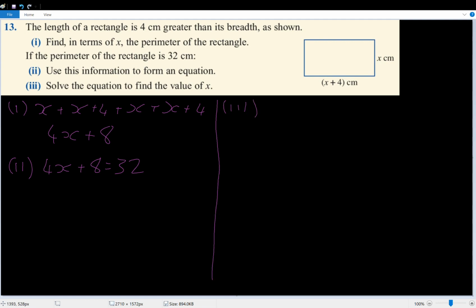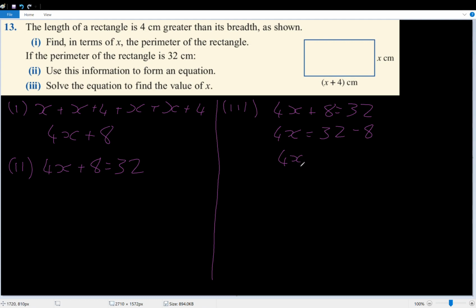So let's solve the equation. Our equation is 4x plus 8 equals 32. So because there's no x squared, we're going to do the thing where we put all the numbers to the right hand side of the equals and keep the letters on the left. So our next line is going to be 4x equals 32 minus 8, because it was plus 8 on the left, and when it goes across it becomes a minus 8.